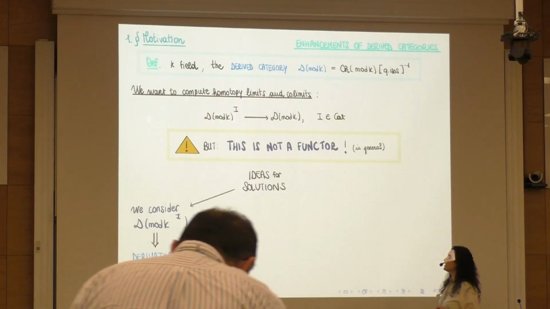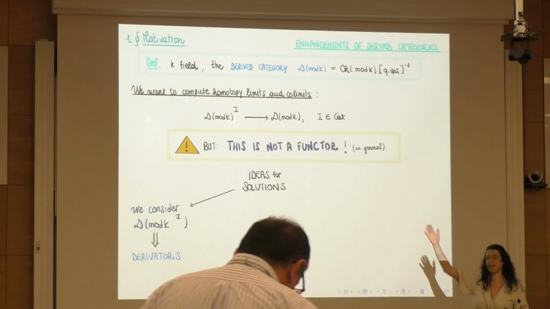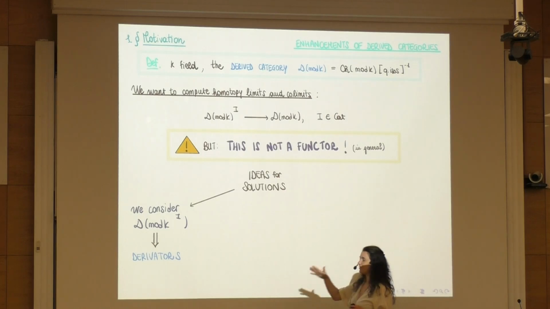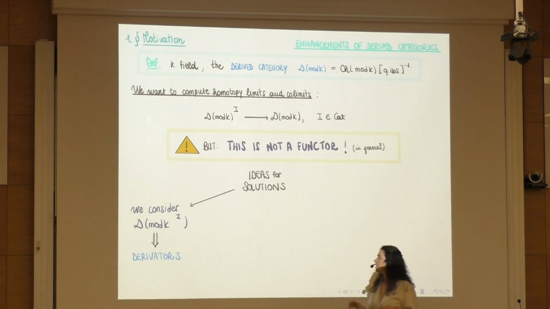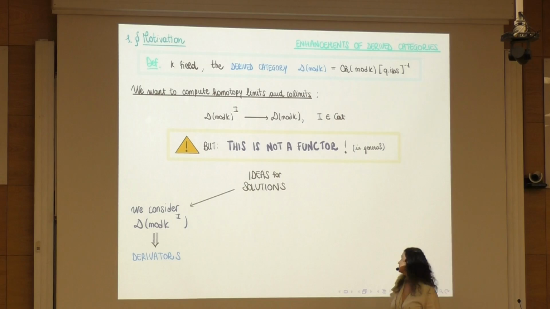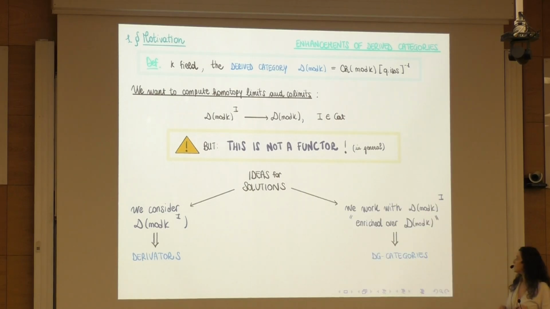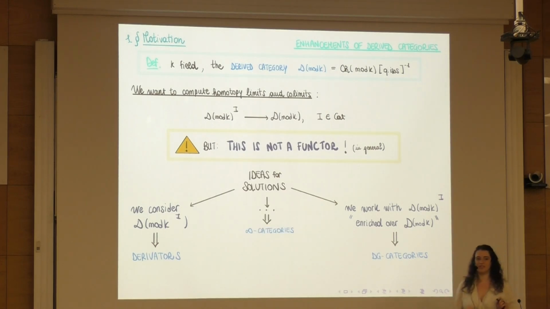The first idea is that instead of considering the diagram category, we can instead consider the derived category of the diagram category. And this leads to the notion of a derivator. The second idea is that we can still consider the same diagram category, but enriched over the derived category. This is not very precise, it's just an idea, and this leads to DG categories. The third idea, I'm not going to introduce it, but it has been widely introduced at this conference, and leads to the notion of infinity categories.